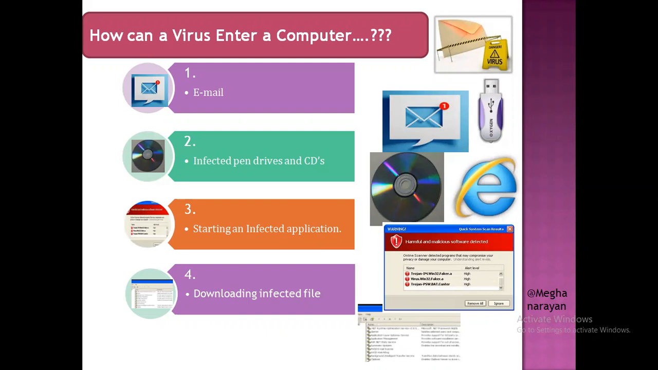Third, starting an impacted application. There can be certain applications which may have hidden viruses in them. Once you start those applications, the virus will definitely attack your system. Fourth and the last one is downloading infected files. Sometimes from the internet, we download certain files that are infected. How do we know if they are infected or not?